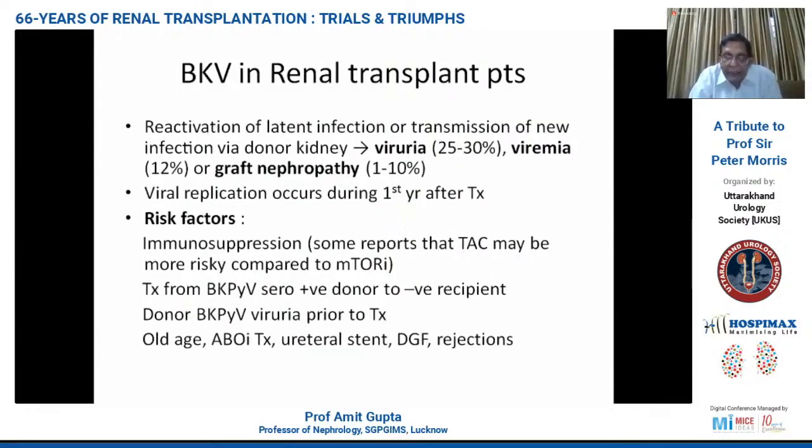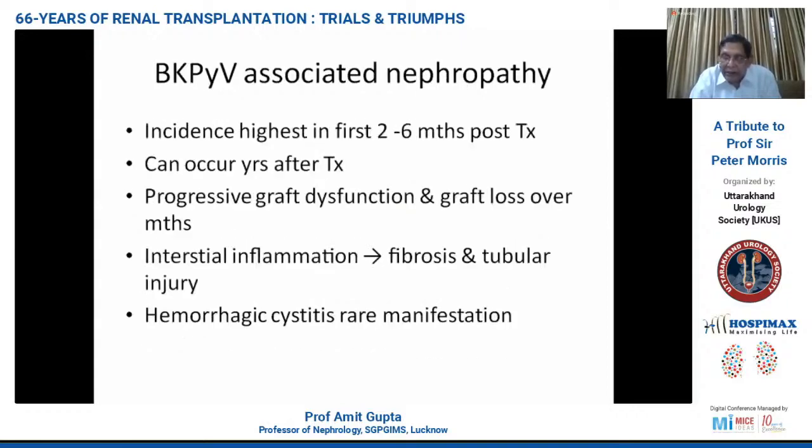A few words about BKV. There is usually a reactivation of latent infection, which can lead to viruria in about 25 to 30% of patients, viremia in about 12%, or graft nephropathy in 1 to 10%. There are several risk factors: the degree of immunosuppression, a donor carrying BK virus infection or viruria prior to transplant, elderly individuals, and ABO incompatible transplants. If your patient has a ureteral stent, delayed graft function or rejection are other risk factors.